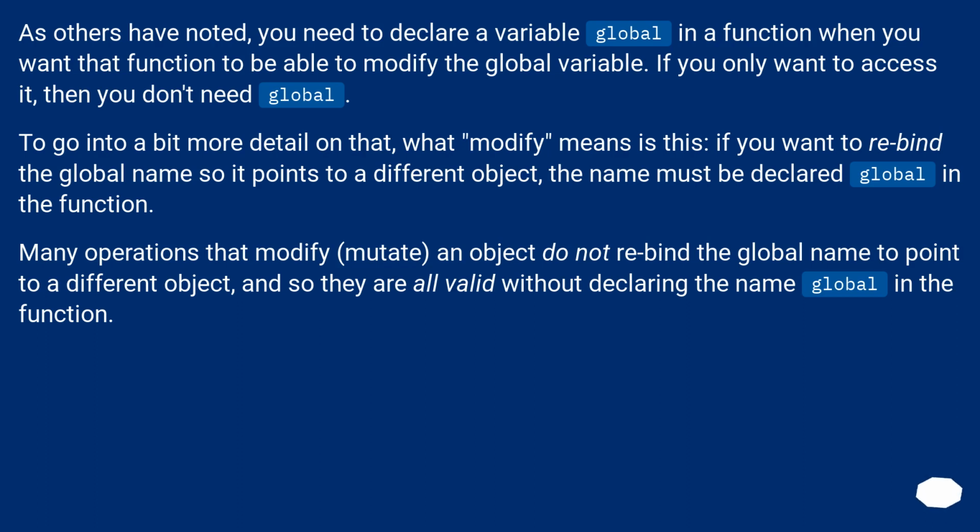As others have noted, you need to declare a variable global in a function when you want that function to be able to modify the global variable. If you only want to access it, then you don't need global. To go into a bit more detail on that, what modify means is this: if you want to rebind the global name so it points to a different object, the name must be declared global in the function. Many operations that modify, mutate, an object do not rebind the global name to point to a different object, and so they are all valid without declaring the name global in the function.